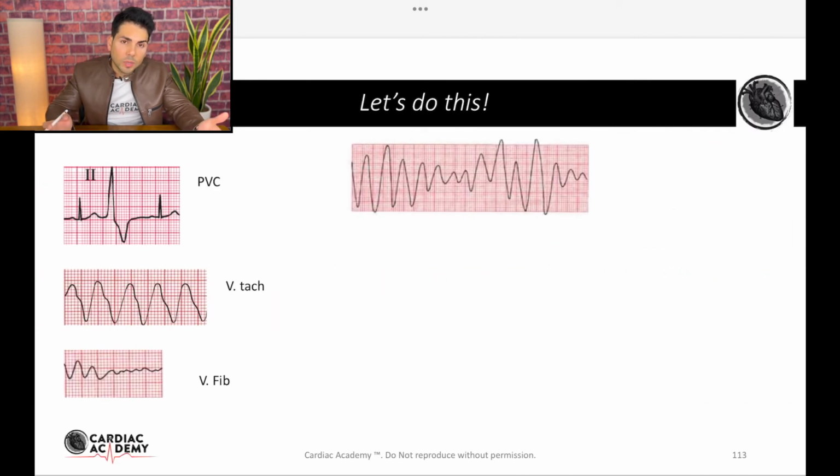And the last one, torsades. Very good. Now, what are the 5 rules of malignancy? Can you remember? Well, let's go over them.